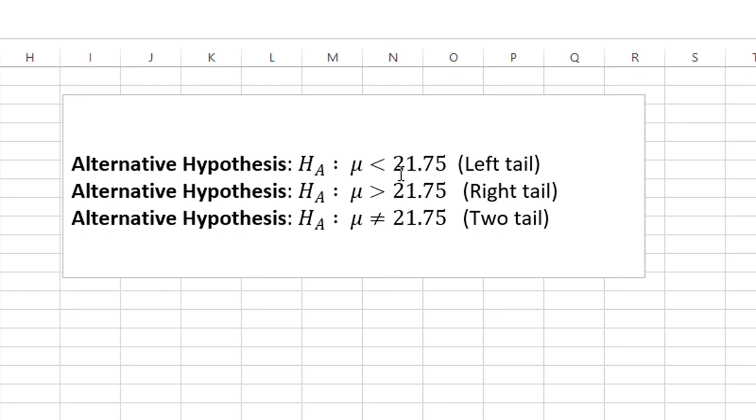For a left tail hypothesis, it means your critical region would lie on the left side of the distribution and your critical value would be negative. For a right tail alternative hypothesis, your critical region would lie on the right side of the distribution and your critical value would be positive. For the not equal to sign, it means that your critical region is going to split up into two parts, right and left, and it's going to have two critical values. One will be positive and the other will be negative.